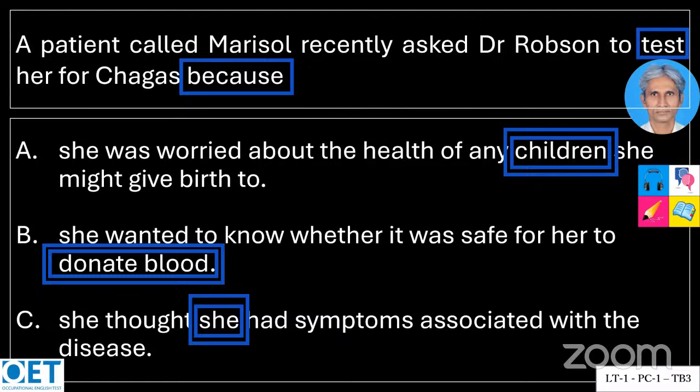Is it because of herself, or is it because of her children? Is she worried about herself? Is she worried about children? Or is she worried about the people for whom she is going to give donation of blood? Worry for whom? Is it herself, or is it her family, her children? Or is it others, because she is going to give outside the family? Individual, family, and others. So why is she asking that?